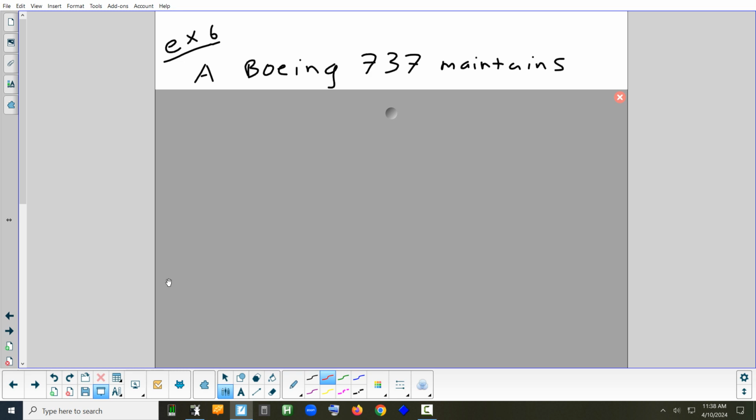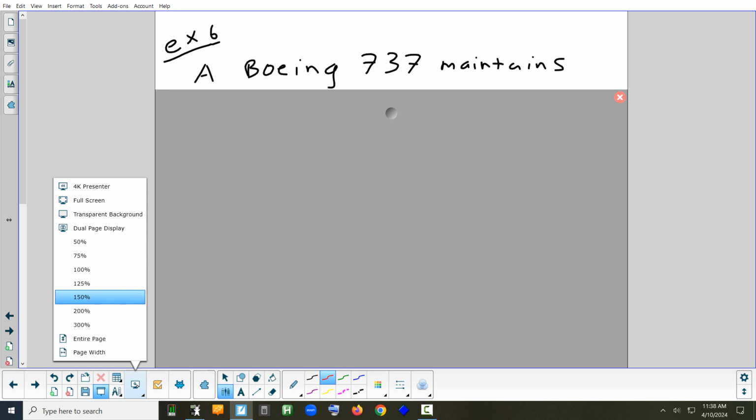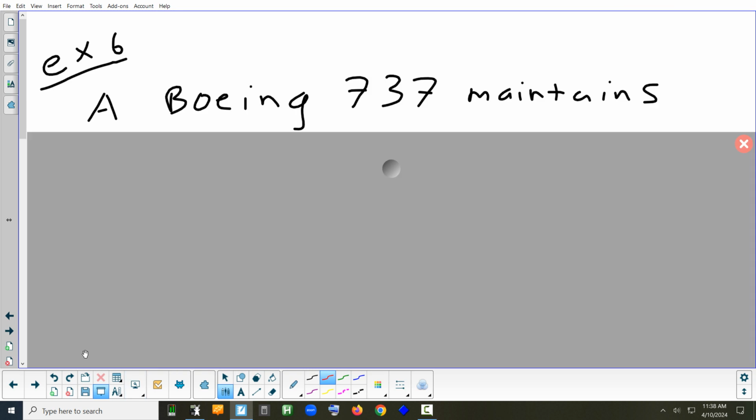Okay, so we have an airplane. In this problem, it's important to understand the difference between two terms. There's going to be ground speed and there's going to be airspeed. Okay, the difference between the two, I can basically explain with a car.